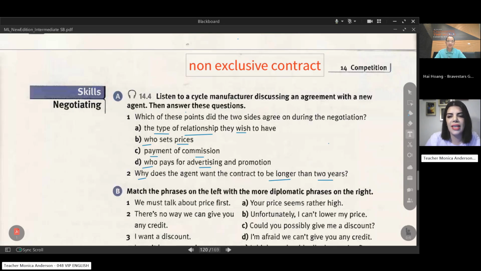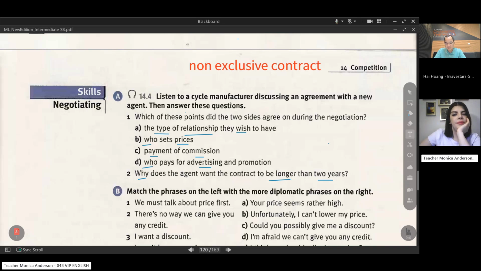So let's check the answers again. Recording 14.4. Okay. Perhaps we could start, as we agreed, by discussing the kind of relationship we want. Okay. Usually, with a major distributor or agent, we don't offer an exclusive agency agreement because they don't want it. They like to use and distribute the products of most of the top companies. They make more money that way. Yes, a non-exclusive contract would be perfect for us too.